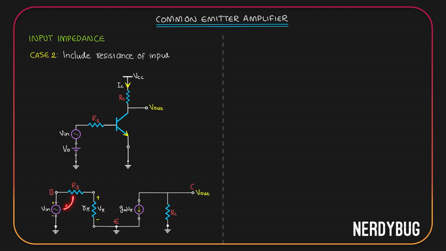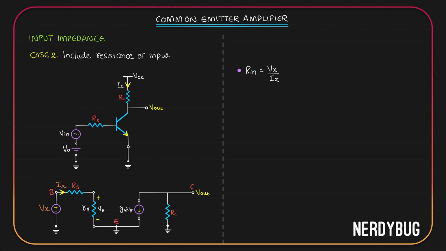V input is connected at the base, but it is an independent source, so we have to remove it. I will short it. Again, we have to find the input impedance, which means we have to apply a source Vx at the input, which is the base. Ix will be whatever current that flows in this direction over here. We have to find a relationship between Vx and Ix. Once we do that, we can take Vx by Ix, which will give us our input impedance.